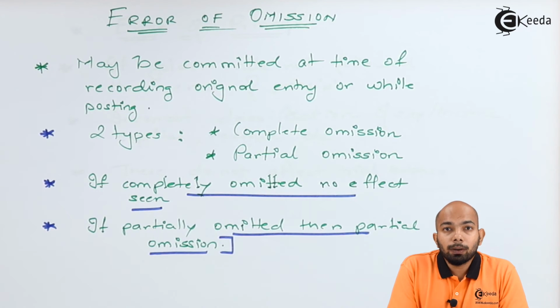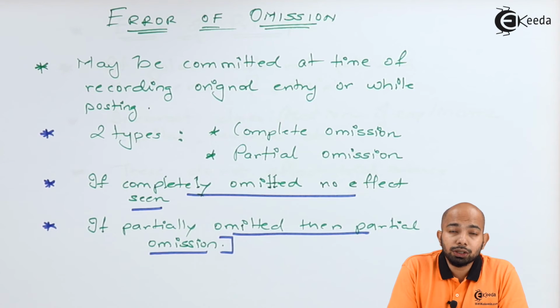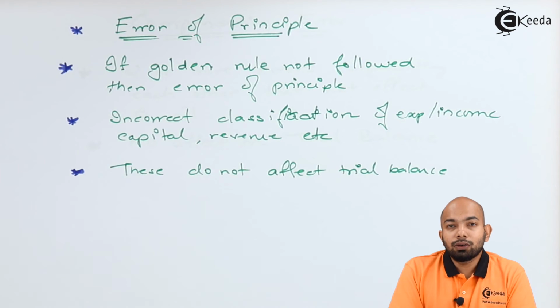Hence, when we talk about error of omission, there are two errors, error of complete omission and error of partial omission. Complete omission has no effect on trial balance, however partial omission will have an effect on trial balance as well. Let's go ahead and find out the third error and its description. Now that we have found out about error of commission and error of omission, let's go on to the third error.